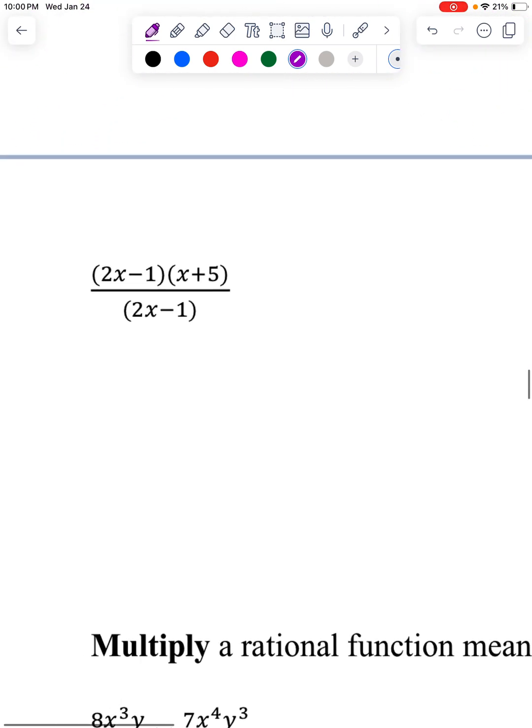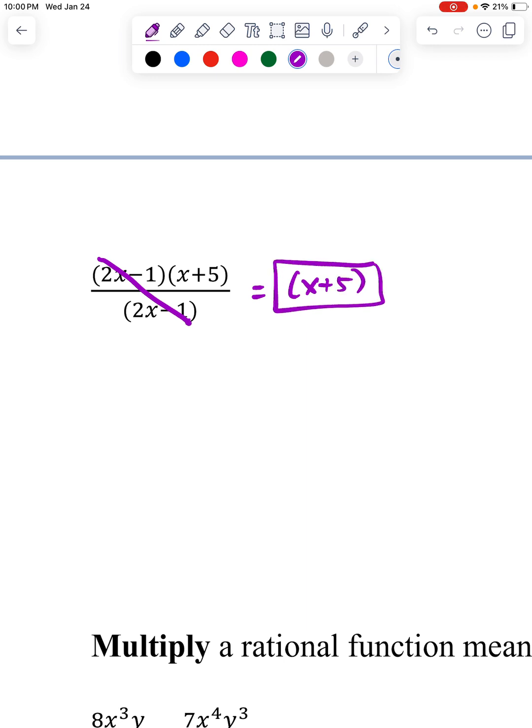This one is already factored, so simplifying is just going to mean getting rid of the two that are alike, and I would just be left with x plus 5 as my simplified or reduced version of that.